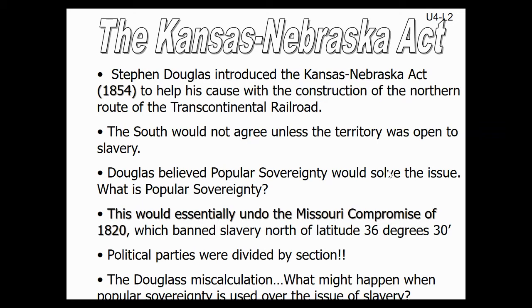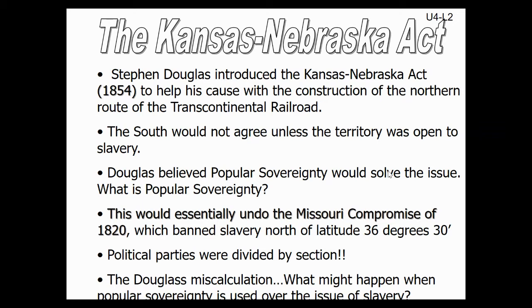Now, if this Kansas-Nebraska Act bill passes, it would essentially undo the Missouri Compromise of 1820, which banned slavery north of the 36°30' line. If they agree to this, which they eventually will, it creates more sectional tensions, and it deems the Missouri Compromise null and void. It created a firestorm of opposition because it allowed slavery north of that 36°30' line.